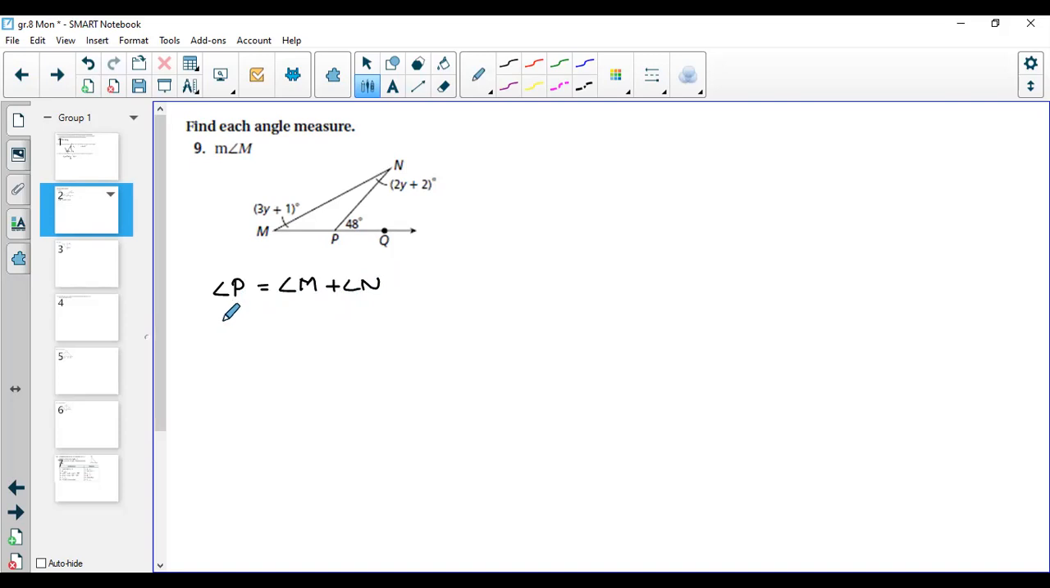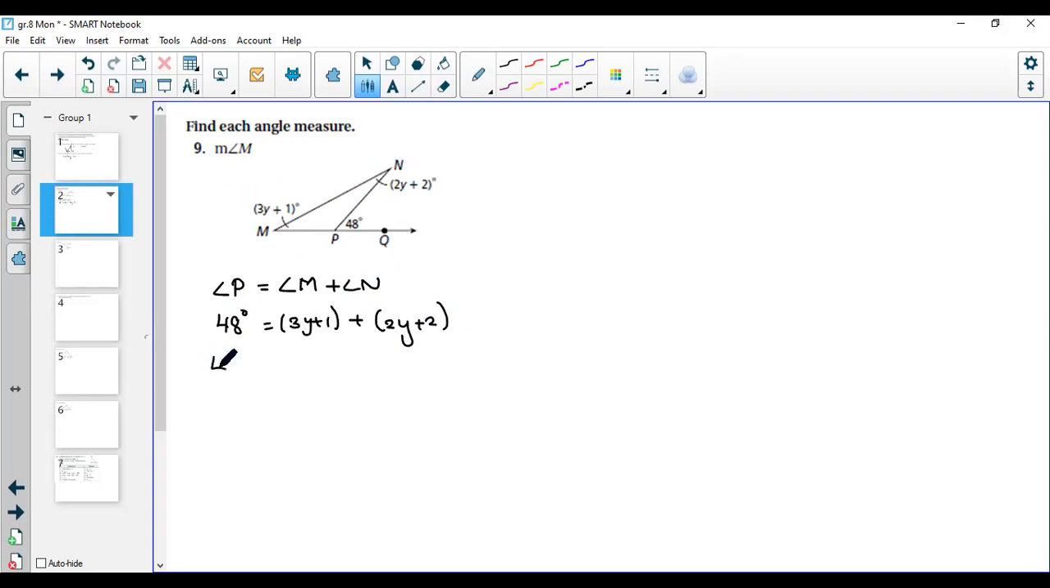So angle P is going to be 48 degrees, right? They have given already it is going to be 48 degrees. And angle M is 3y plus 1 plus 2y plus 2 because angle N is 2y plus 2. Why are we doing this? We need to find the value of y first. Only then we can find the measure of angle M.